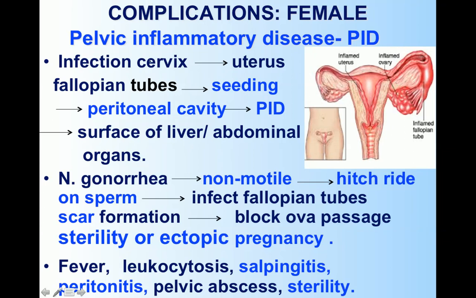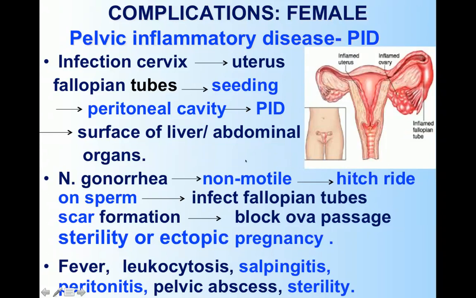The infection starts with the introduction of gonococci in the vagina after sexual contact. From here, it is going to move onto the cervix, go to the uterus, and the organism finally enters the fallopian tubes. They cause inflammation of the fallopian tubes, and from the inflamed fallopian tubes, the organisms are then dropped down into the peritoneal cavity, and that is known as seeding of the peritoneal cavity, and it's going to lead to pelvic inflammatory diseases.